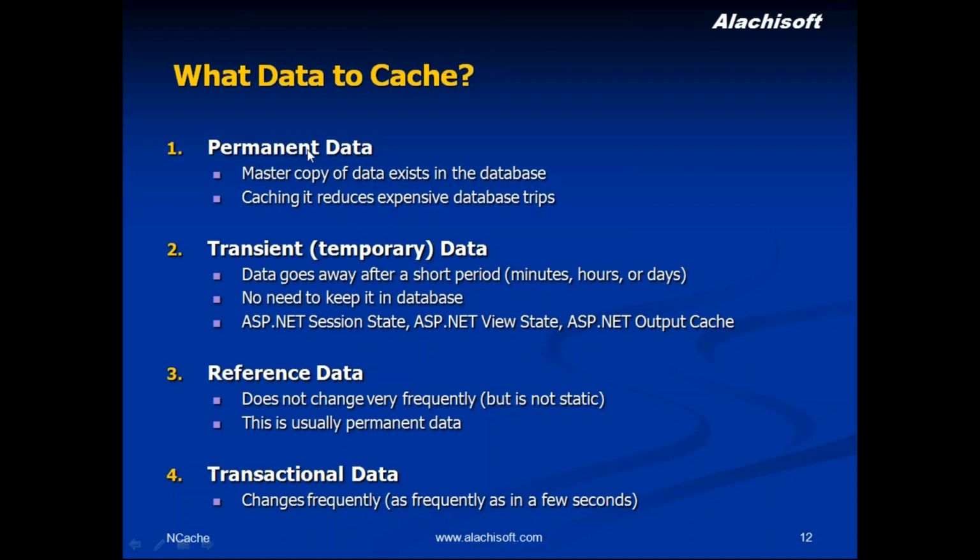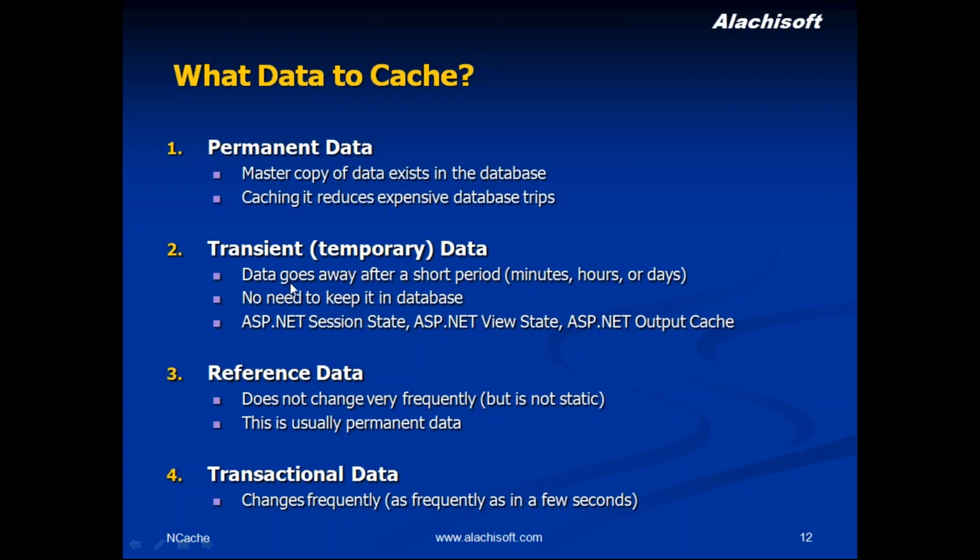It may change, but the frequency of change is not that great. That's why I've further divided it into reference and transactional data. But we have permanent data, and then we have transient data. Permanent data is the one which usually exists in the database, and it's very important that you cache it so that you reduce your expensive trips to the backend databases.